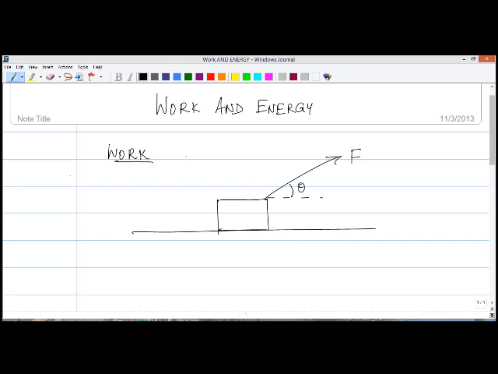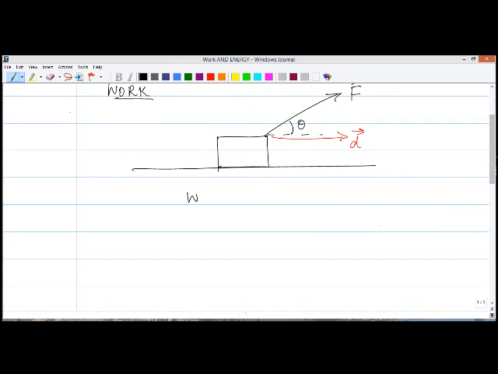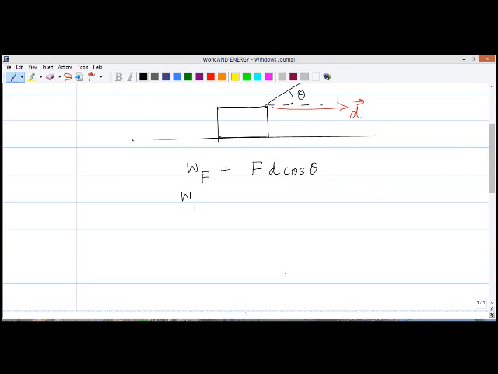and this force makes some angle theta with the displacement of the object. Okay, then we can define the work done by the force, and this is very important to keep in mind that I'm saying work done by the force F is defined as F times d times cosine of theta. Now, W_F is obviously the work done by the force, so it's the work done by F.